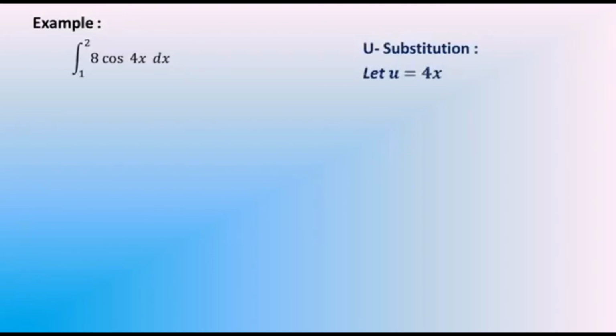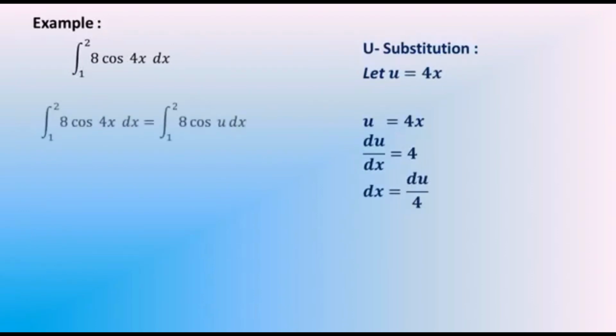Okey, untuk contoh soalan seterusnya, kita ada soalan trigo function integrate 1 to 2, 8 cos 4x dx. Untuk soalan ni kita gunakan u substitution, di mana kita gantikan u equal to 4x and then kita kena cari dia punya differentiate of u, iaitu du over dx equal to 4 and then kita kena cari dia punya nilai dx. Kita akan dapat du over 4.